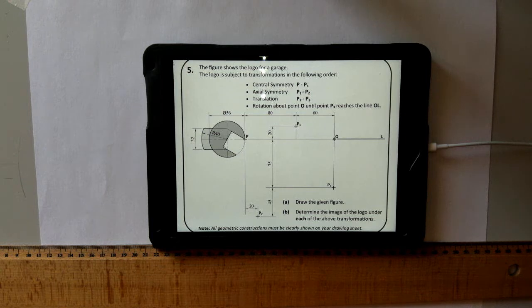Hi lads, in this video I'm going to go through 2017 higher level question 5 on transformation geometry.